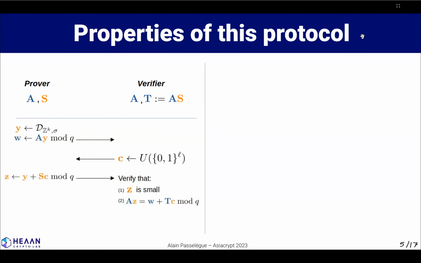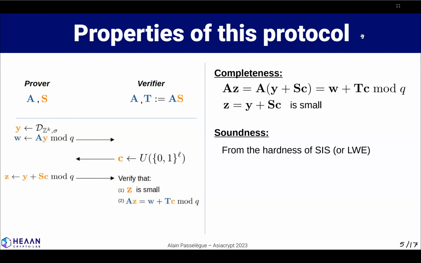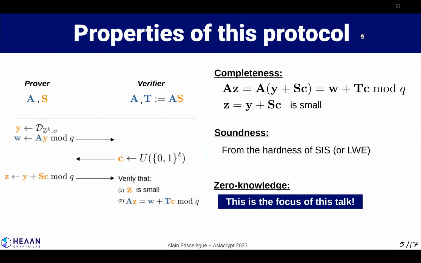All right. So what do we want from the identification protocol? We want three things. So we want completeness and soundness. Completeness basically says it works if everyone is honest. It just follows by inspection of the terms. So in particular, Z is small because it's a sum of small things, Y and S C are small. Soundness, I'm not going to go into the detail of it because the way we do it for this is basically the way it was done before. So it just follows from the hardness of SIS, LWE, or a variant of it. And so the focus of this talk is going to be about zero knowledge.